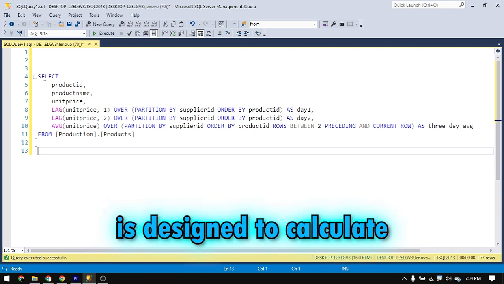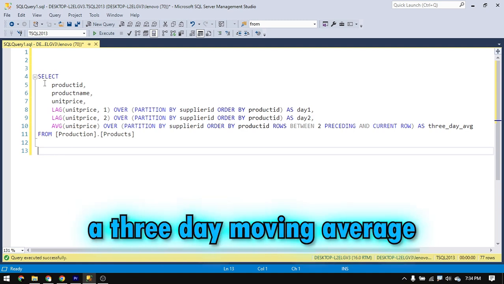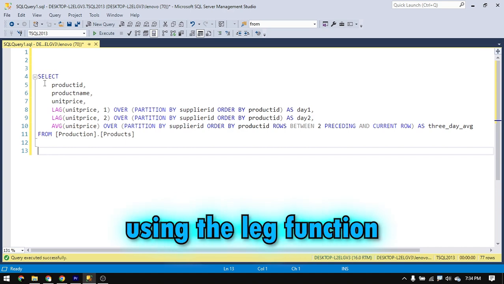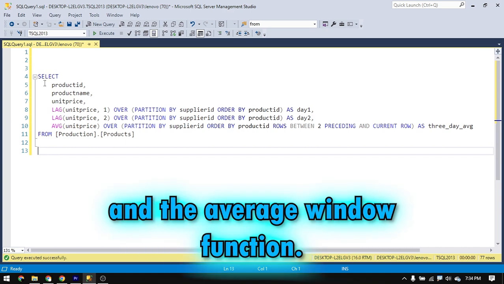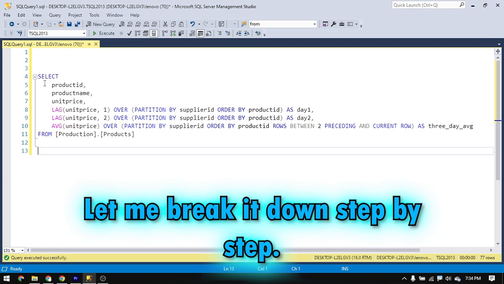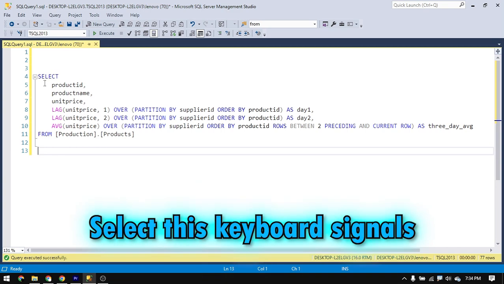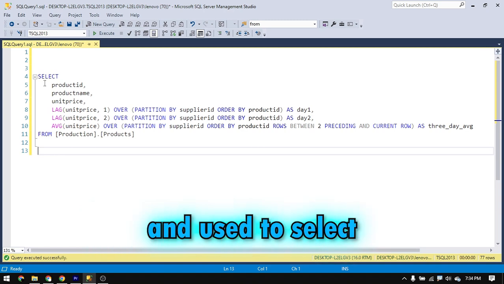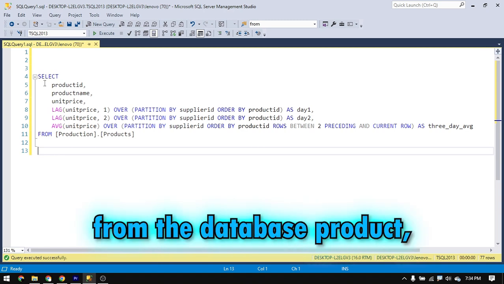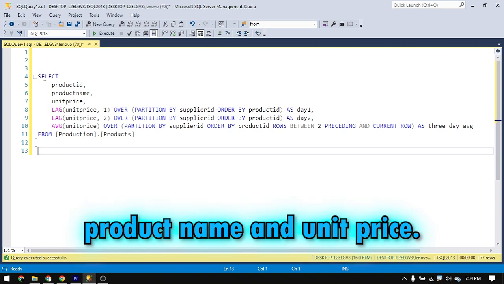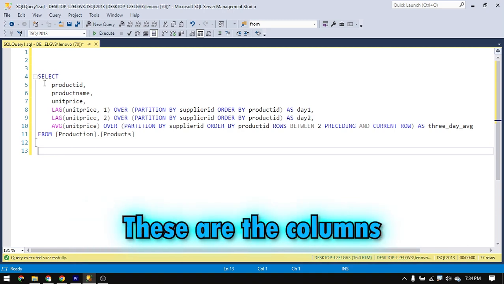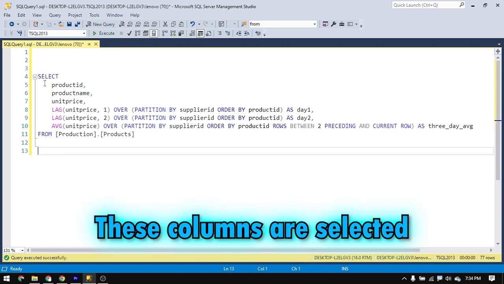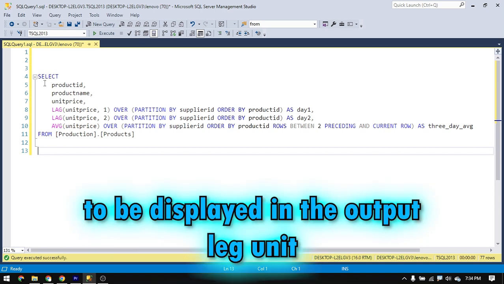This SQL code is designed to calculate a 3-day moving average of product prices, using the LAG function and the AVG window function. Let me break it down step by step. SELECT: this keyword signals the start of the SQL query and is used to select specific columns from the database. ProductID, ProductName, and UnitPrice are the columns you want to include in the query result set. These columns are selected to be displayed in the output.